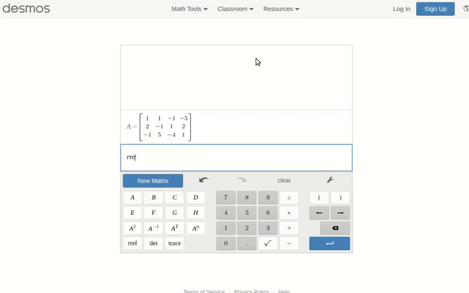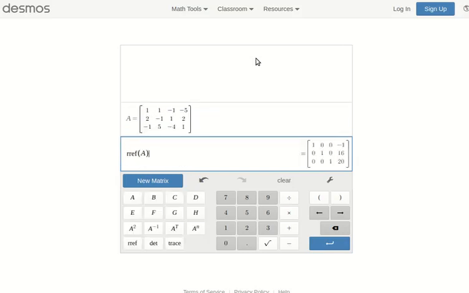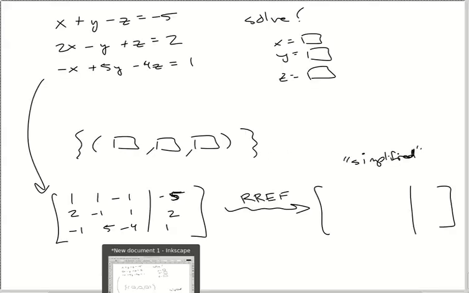And then I'm going to do RREF of A. Now, notice that they're lowercase. I'm just not very good at writing lowercase letters, as you know. So I always write the capitals. But RREF, there you go. We got this new answer. This is my simplified matrix. I'm going to copy it down here.